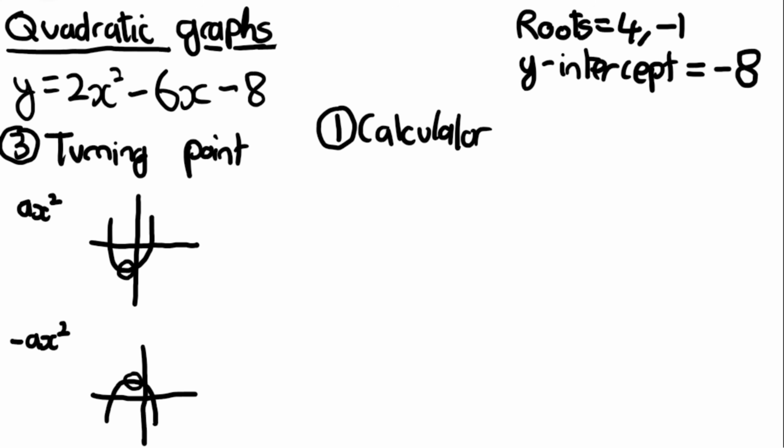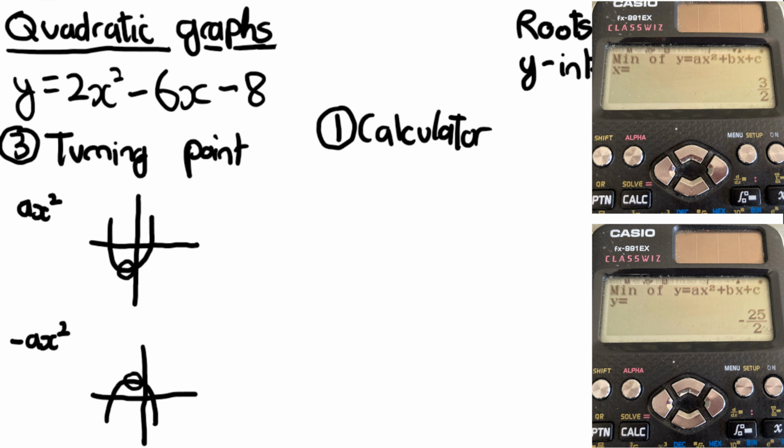So if you put the equation into the calculator, as I explained in the factorization video, and you get the roots, and you press equals continuously, you get to something called the min of y equals ax squared plus bx plus c, and this will give you the minimum point because we have a positive coefficient of x squared. If it's a minus coefficient of x squared, it will say the max of y equals ax squared plus bx plus c instead, and it tells us that the x value is 3 over 2 and the y value is minus 25 over 2.